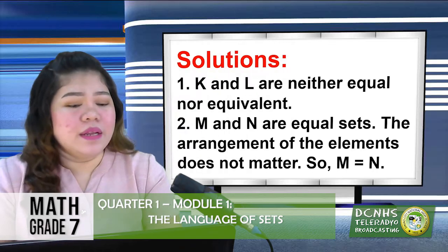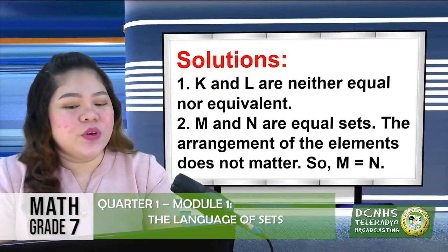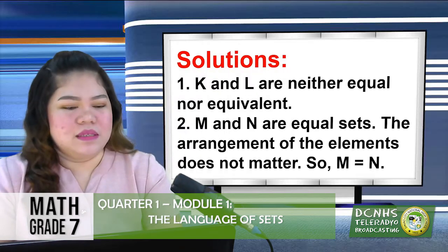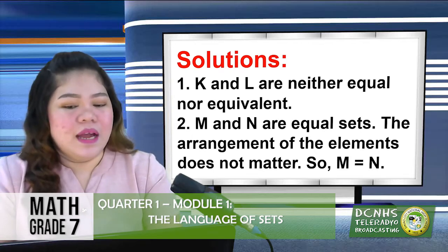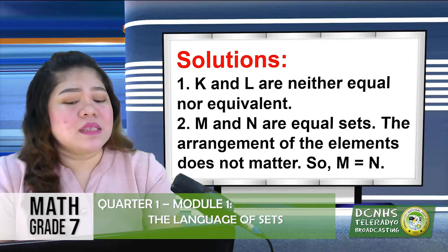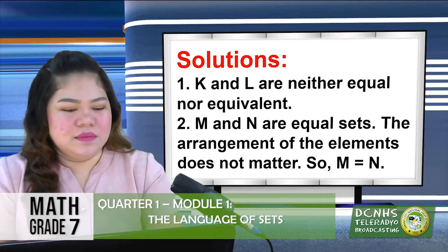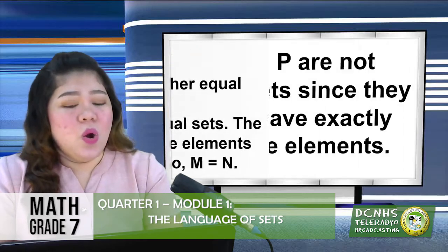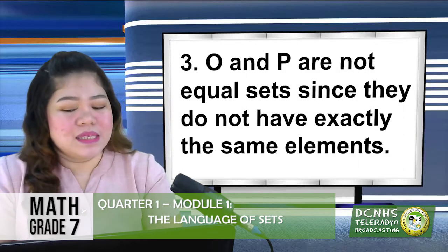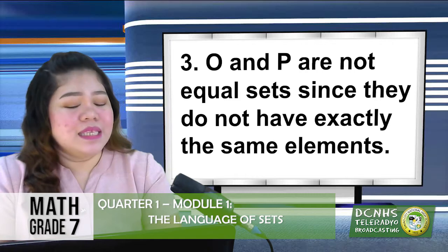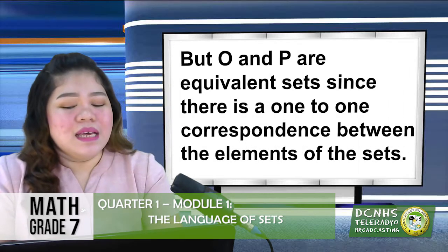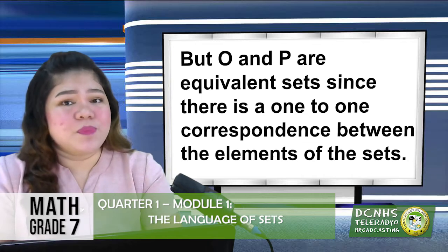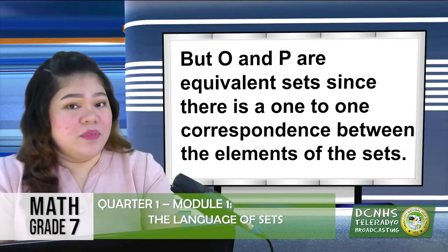Solutions. For number 1, K and L are neither equal nor equivalent. Number 2, M and N are equal sets. The arrangement of the elements does not matter. So, M is equal to N. Number 3, O and P are not equal sets since they do not have exactly the same elements. But O and P are equivalent sets since there is a one-to-one correspondence between the elements of the sets.